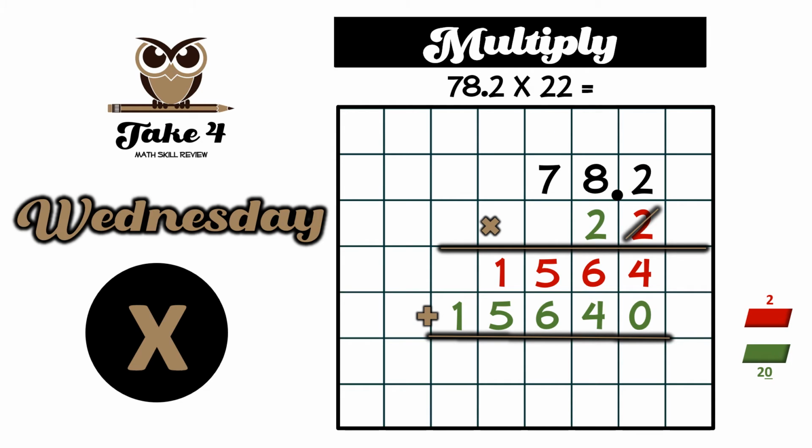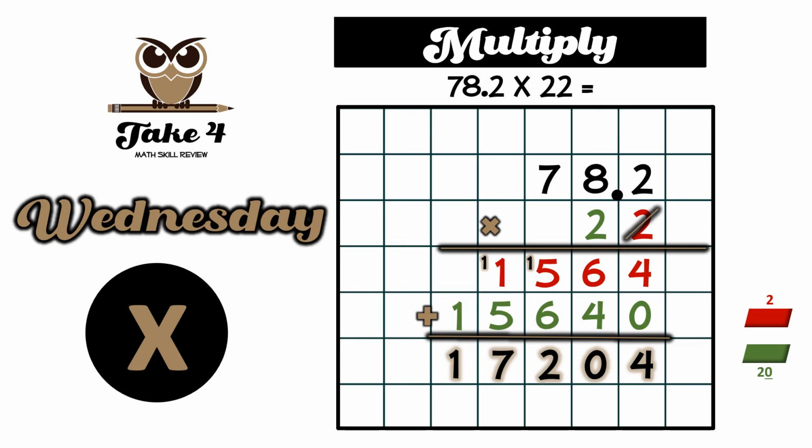We can add. 4 plus 0 equals 4. 6 plus 4 equals 10, carry the 1. 6 plus 5 plus 1 equals 12, carry the 1. 5 plus 1 equals 7. Nothing plus 1 equals 1.